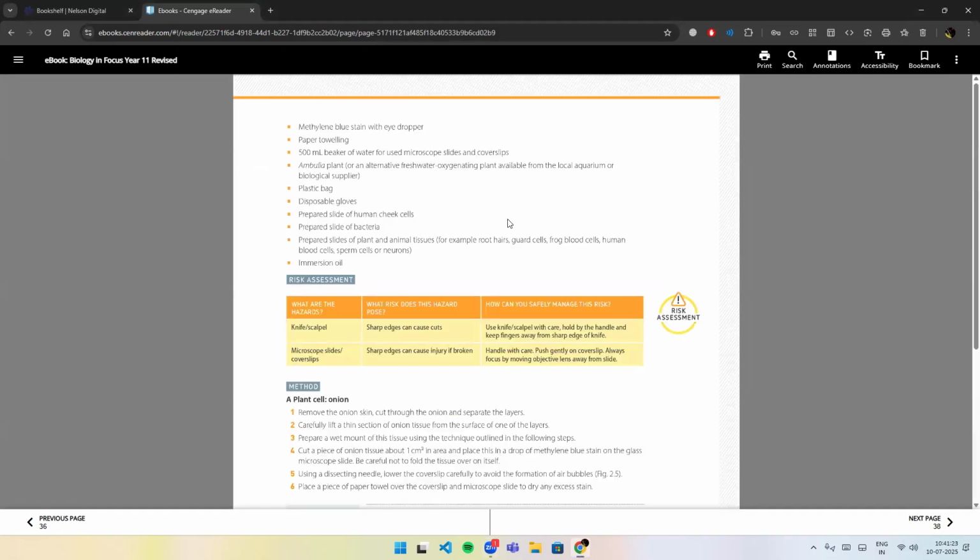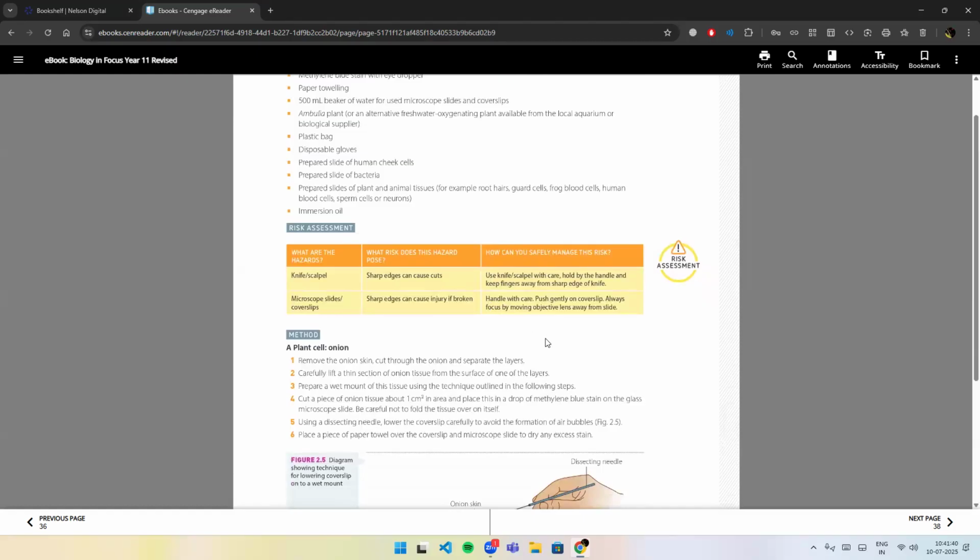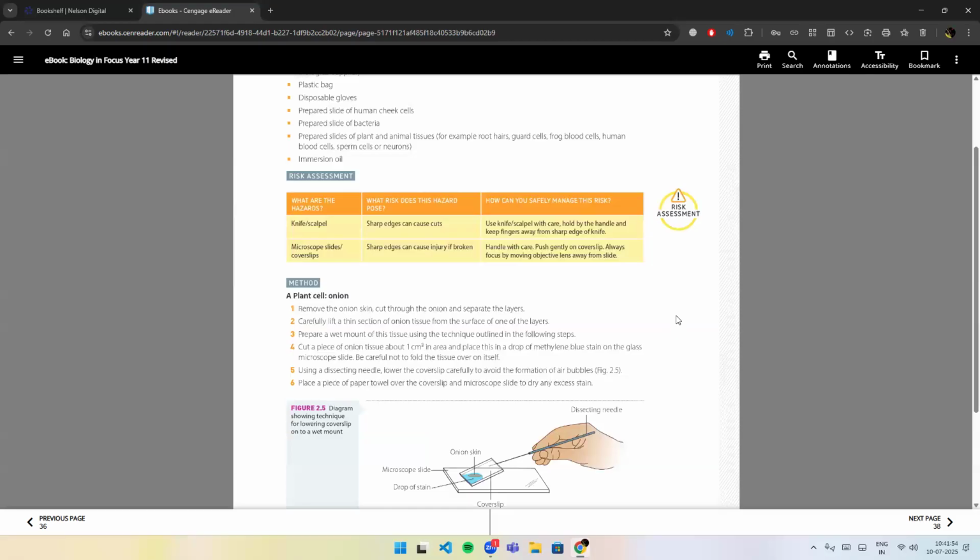Methylene blue stain with eyedropper, paper toweling, 500 ml beaker of water for used microscope slides and cover slips, Elodea plant or an alternative freshwater oxygenating plant available from the local aquarium or biological supplier, plastic bag, disposable gloves, prepared slide of human cheek cells, prepared slide of bacteria, prepared slides of plant and animal tissues, for example, root hair, guard cells, frog blood cells, human blood cells, sperm cells, or neurons. Immersion oil.